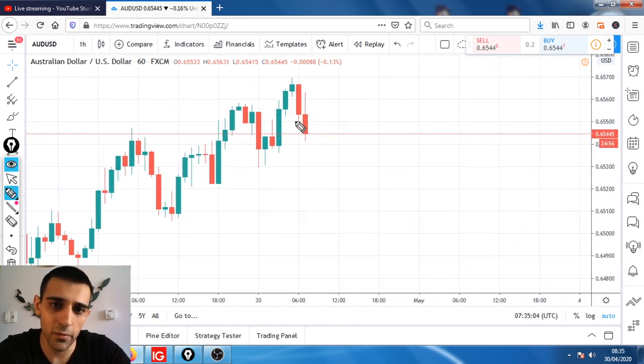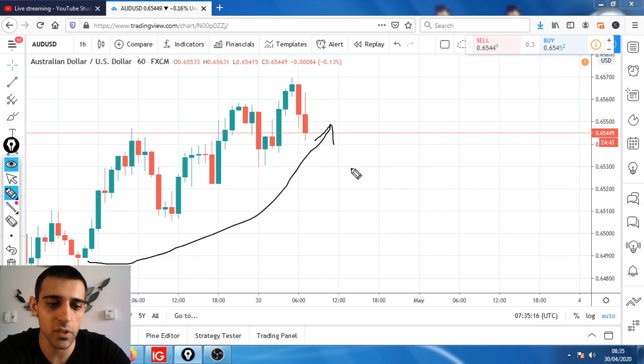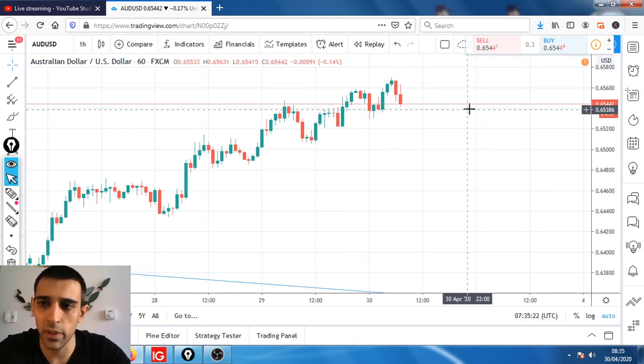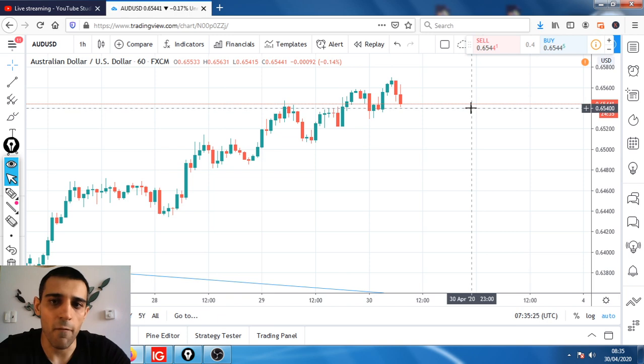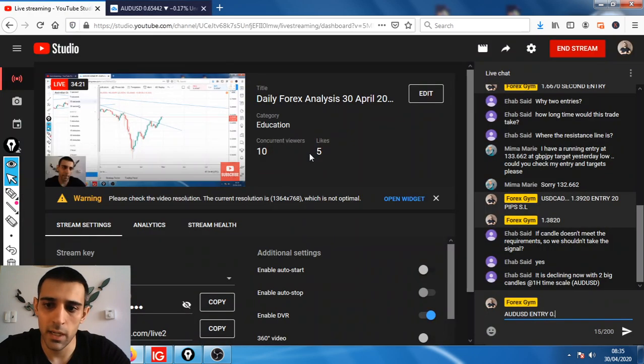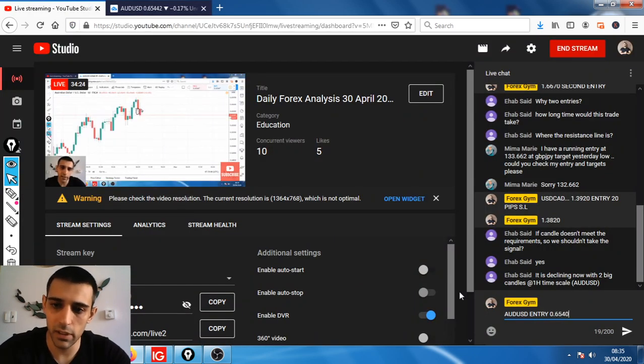wick, if you can see in here, we have this wick in here, and we have this big wick up here. So that's the reason why I can justify taking the trades, and the trend is obviously towards upside now. So it's still justifiable to take the trade at this level. I can definitely justify the trade. 65.40, that will be the entry.